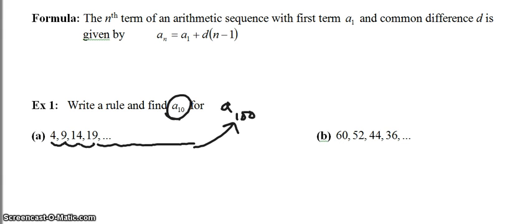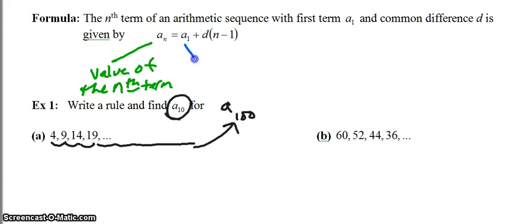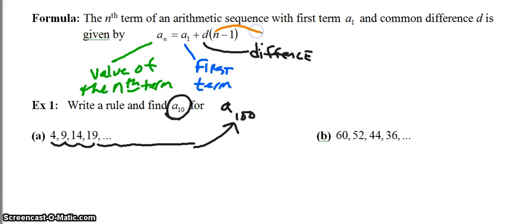And I want to tell you what each one of these variables are. a sub n is the value of the nth term. The notation for a sub 1, think of this as the first term. d is that common difference that we just talked about. And finally, n is the term number that we're looking for.